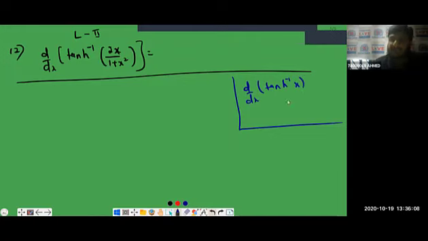What is d by dx of tan h inverse of x? What is d by dx of tan inverse of x? 1 by 1 plus x square. This is 1 by 1 minus x square. That's all. 1 by 1 minus x square. This is the only difference here, with respect to hyperbolic functions.